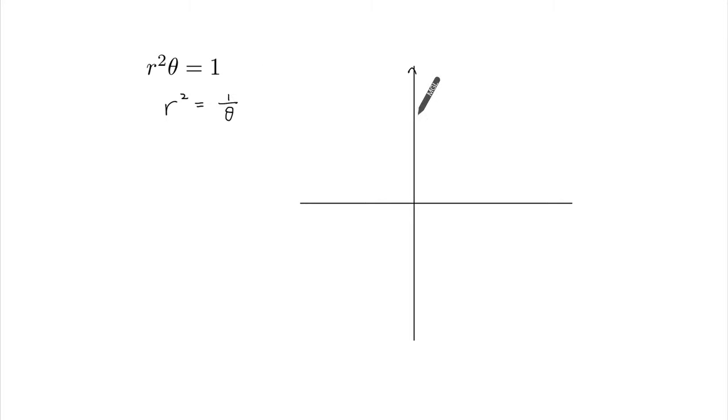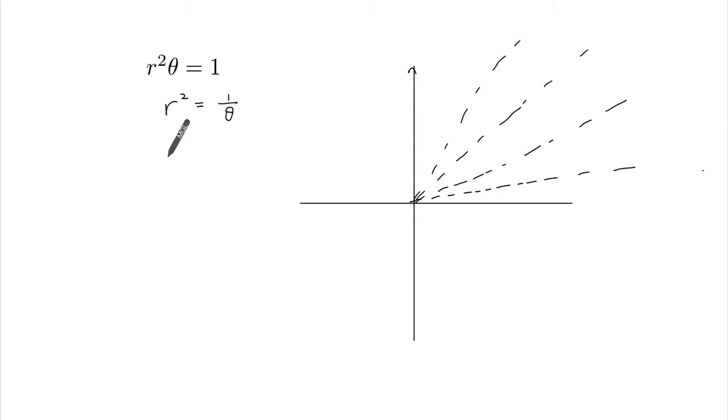Okay, so theta starts at 0, which is going to be undefined. But when you get a little bit bigger than 0, it's actually going to be infinite, really, really large. So let's just draw some rotational lines here. What's going to happen is it's going to start out really large.